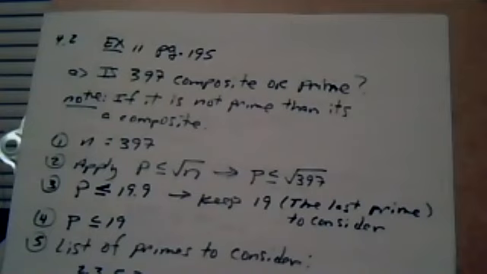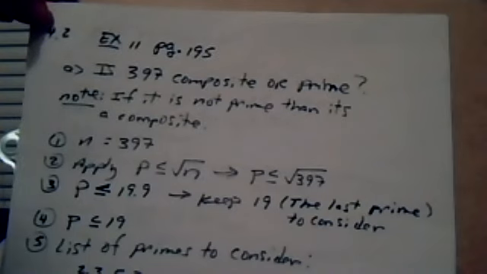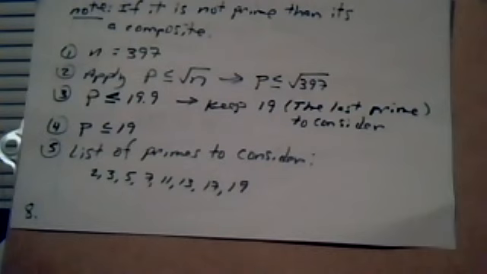Get your calculator and you're going to get an approximation of 19.9 for the square root of 397. So that p is going to be the list of numbers up to 19. Notice we don't take 19.9. It has to be a whole number. And 19 is the last prime you have to consider. So P would be the list 2, 3, 5, 7, 11, 13, 17, and 19.